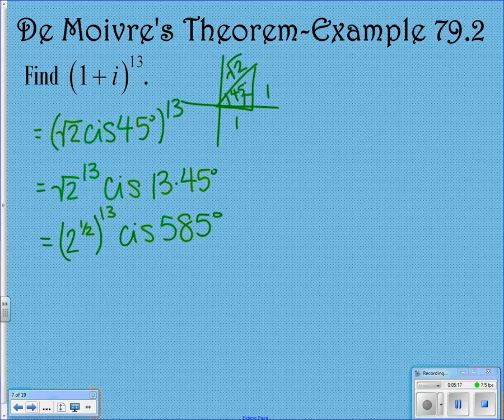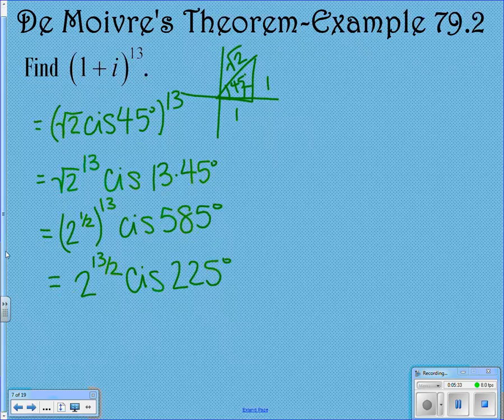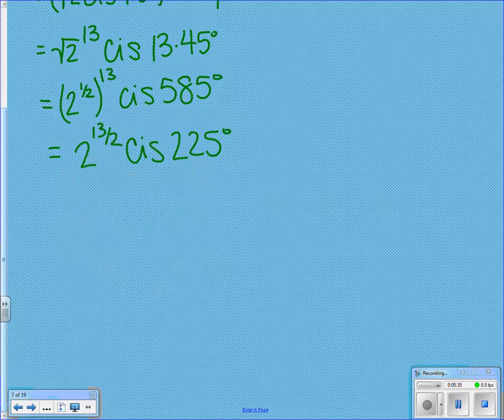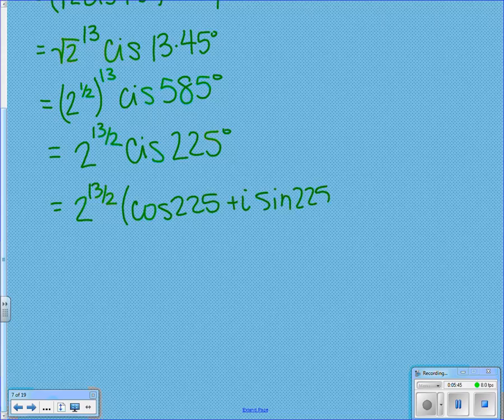But we don't want it as 585. We want it to be less than 360. So I'm going to go ahead and say 2 to the 13 over 2, and then cis of 225. And so now to put it in rectangular form, we're going to have to break it down a little bit. We'll have 2 to the 13 over 2, and then cosine of 225 plus i sine of 225.